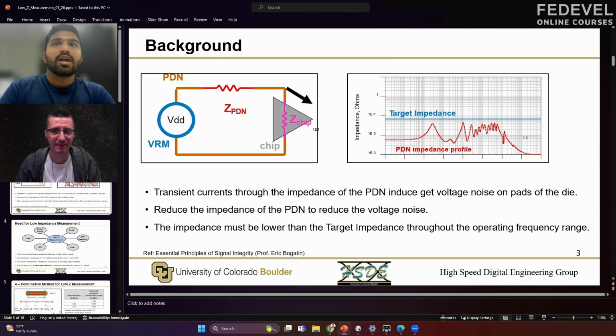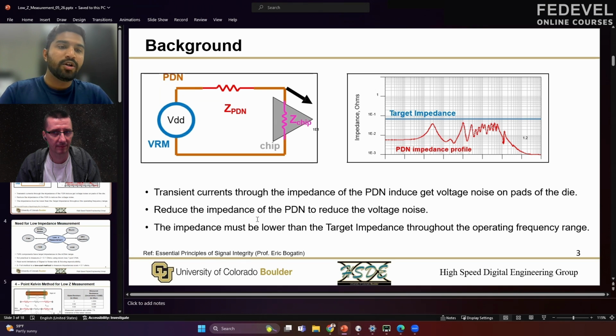Okay, thanks, Robert. So just to give you a background on why we need to do these low impedance measurements. If we have a die, we want the voltage across the pads of the die to be constant. One thing that we can do is use a really stable VRM. However, due to the microcore that we may run, the transient currents through the chip may sometimes be really high, and sometimes we won't have any current through the chip. So when the transient current goes through the impedance of the PDN, we get a voltage drop across it. And this induces voltage noise.